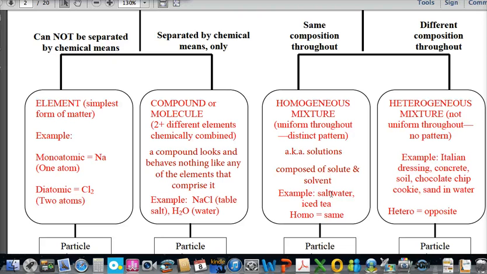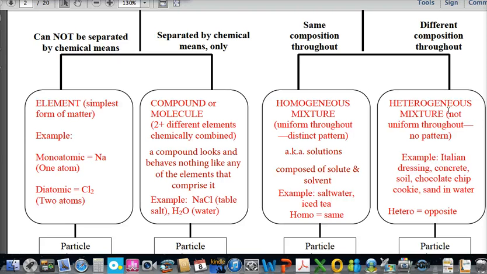Soda are examples of solutions. Heterogeneous mixtures are not uniform throughout, which means that the components are not evenly distributed. And I think probably the best example would be if I took a beaker of water, but instead of putting salt in it, which would dissolve, I'm going to put sand in it.